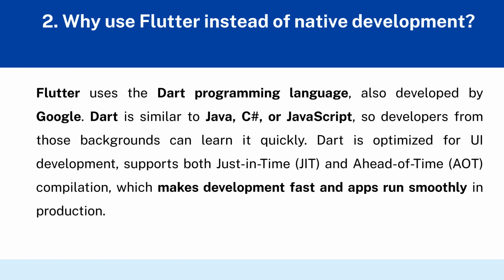Why use Flutter instead of native development? Flutter uses the Dart programming language, also developed by Google. Dart is similar to Java, C#, or JavaScript, so developers from those backgrounds can learn it quickly. Dart is optimized for UI development, supports both just-in-time (JIT) and ahead-of-time (AOT) compilation, which makes development fast and apps run smoothly in production.